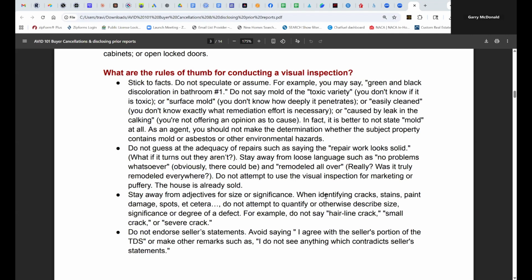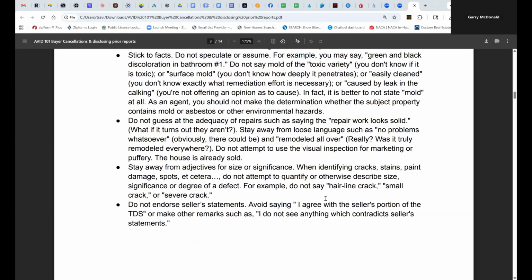As an agent, you should not make the determination whether a subject property contains mold or asbestos or other environmental hazards. So you would just simply say there's discoloration behind the toilet, or there are popcorn ceilings, because do they have asbestos or not? We don't know. More than likely, yes. But we're not going to make that determination because we're not testing them. So do not guess as to the adequacy of repairs, such as saying repair work looks solid. What if it turns out it's not?